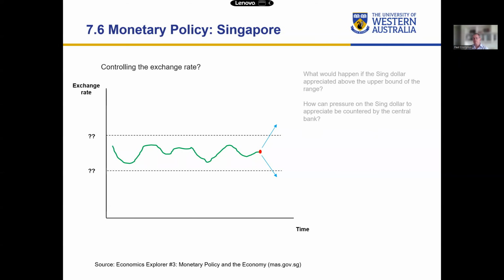In section 7.5, we examined how monetary policy operates in Australia. In this section, we're looking at how it operates in Singapore. And we're doing that to contrast the ways monetary policy operates in the two countries.